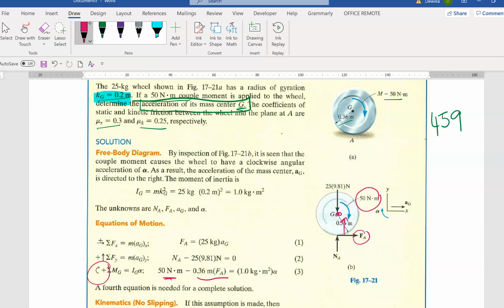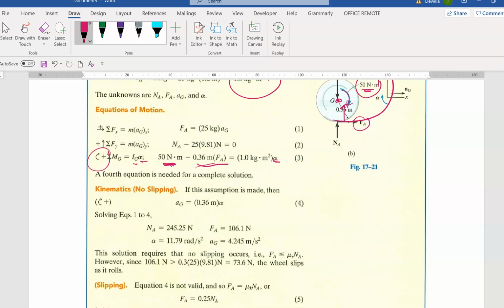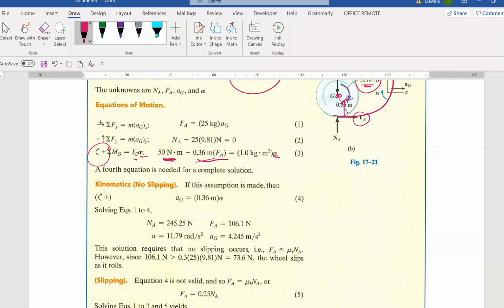Look at this: the direction clockwise is positive, which means the 50 is in the same direction, so you just take it as positive. This one times 0.36 will be negative because it's going this side. And then we have IG, which you have calculated. Alpha you don't know. This is what you put in here. So when you solve this simultaneously, no, you cannot solve simultaneously. Too many unknowns. You need to find another equation.